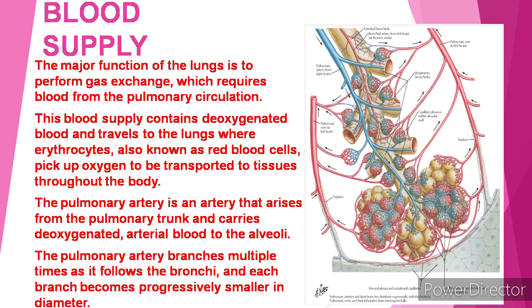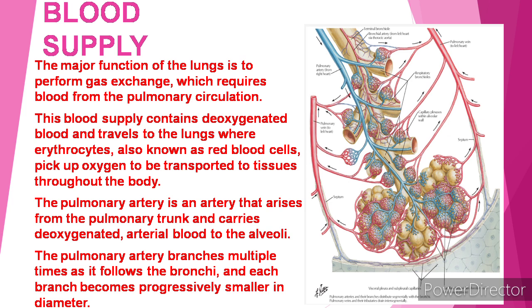Now the blood supply. The major function of the lung is to perform gas exchange, which requires blood from the pulmonary circulation. This blood supply contains deoxygenated blood and travels to the lungs where erythrocytes, also known as RBCs, pick up oxygen to be transported to tissues throughout the body.